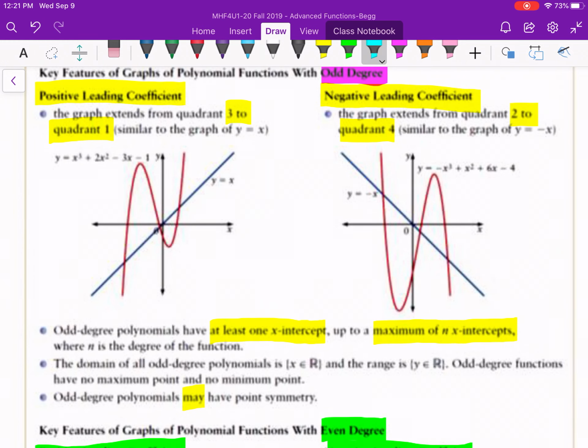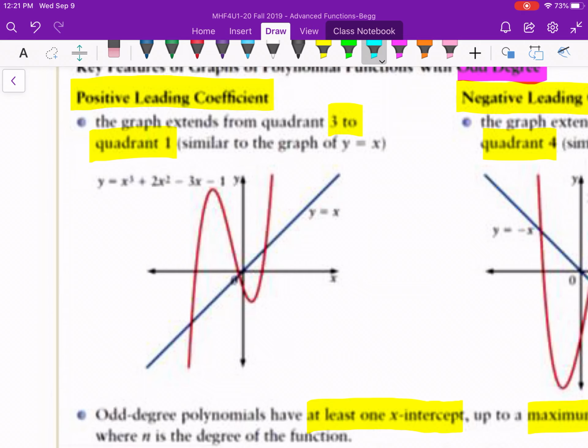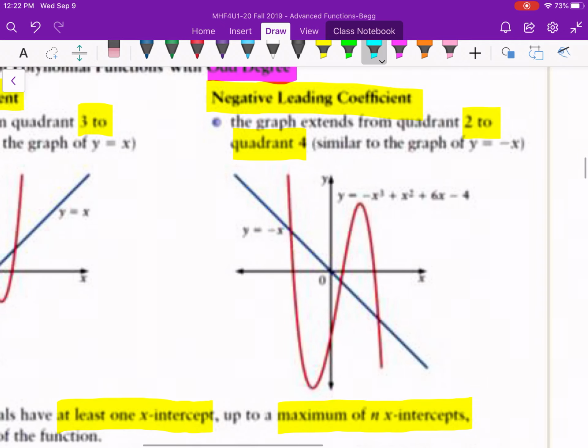And so we're just looking at odd degree now. If it's got a positive leading coefficient, it's always going to go from quadrant 3 to quadrant 1. Zoom in a bit here just to focus on this is what we're looking at. So here's two examples, but any odd degree function will follow this same pattern for end behavior. They will always go from quadrant 3 to quadrant 1. If they're higher degree, like 5 or 7 or 9, they may have more zigzags along the way, but the end behavior, if you go out far enough, is going to go from quadrant 3 to quadrant 1. And if it's got a negative leading coefficient, that's simply reflected in the x-axis, and so it goes from quadrant 2 to quadrant 4.